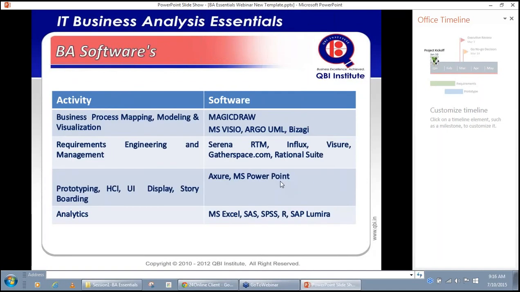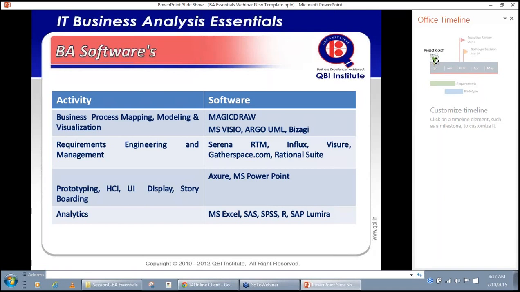Then here in this slide, I have mapped activities of a business analyst vis-a-vis various softwares which you use. You see, today every profession needs specialist knowledge and you deploy specialist softwares to achieve your objectives. So for business process mapping, modeling and visualization, we have softwares like Magic Draw, Microsoft Visio, Argo UML, Bizagi Business Process Modeler, etc. For requirements database management, for requirements cataloging, we have softwares like Serena RTM, Influx, Visior, GatherSpace.com, Rational Suite.